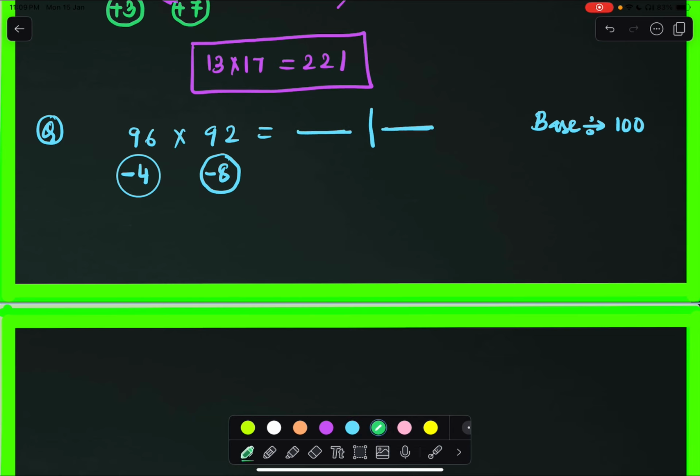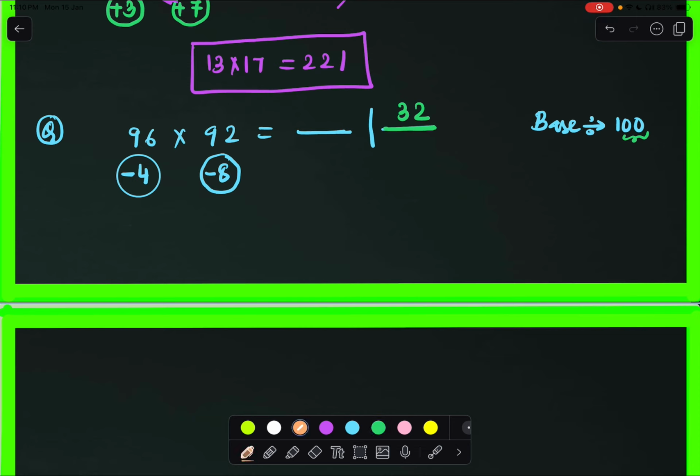So the rightmost part, how to get it? Multiply the deficiencies. Minus 4 times minus 8, minus times minus is plus, 8 fours are 32. So I'm writing 32. Your base contains two zeros only. In the rightmost part we will allow maximum two digits. If there is extra, we can take carry. If less, we'll adjust it accordingly.